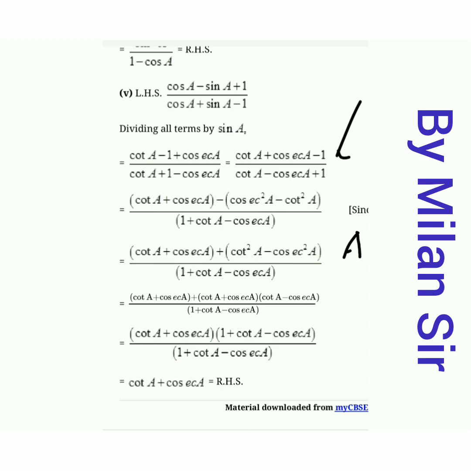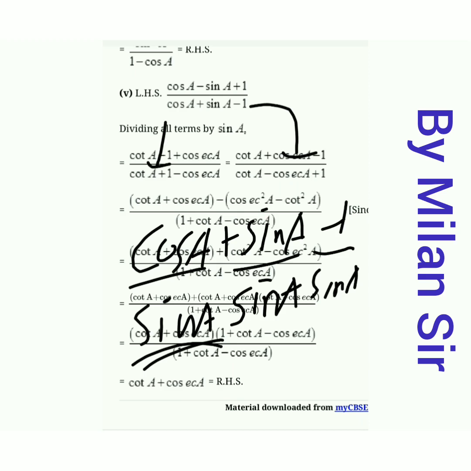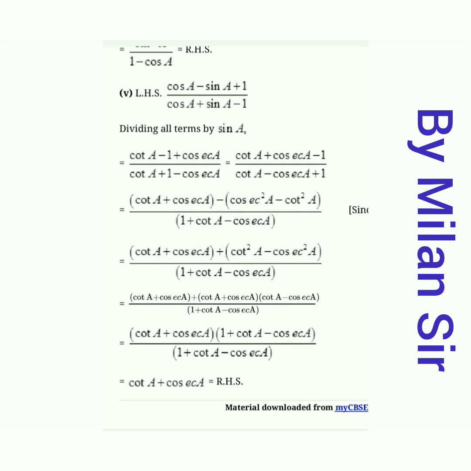Now in the denominator, cos A plus sin A minus 1, divided by sin A. Again cos upon sin is cot, so here cot A, again sin cancels, plus 1, and 1 upon sin A is cosec A. Now just arrange the terms, cosec A and cot A together. So here cot A plus cosec A and minus 1. Same thing in the denominator, cot A minus cosec A and plus 1.